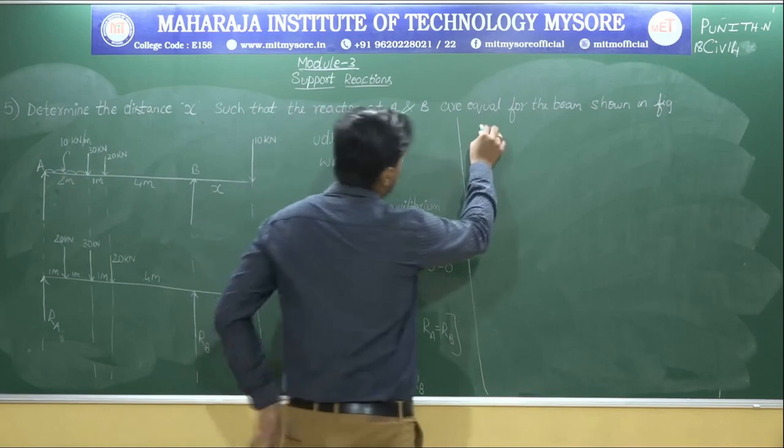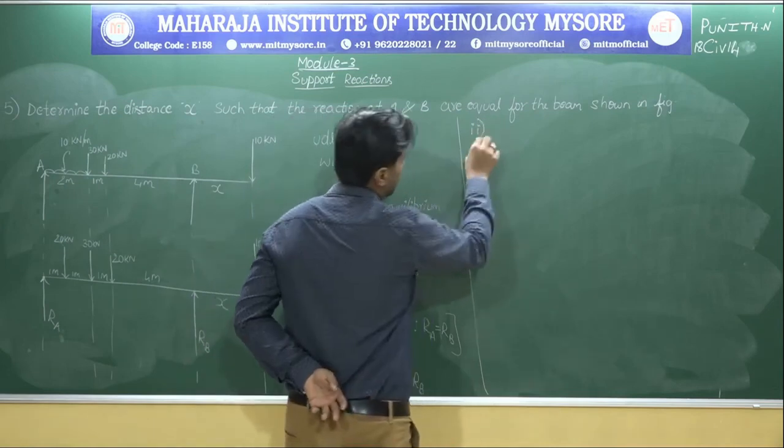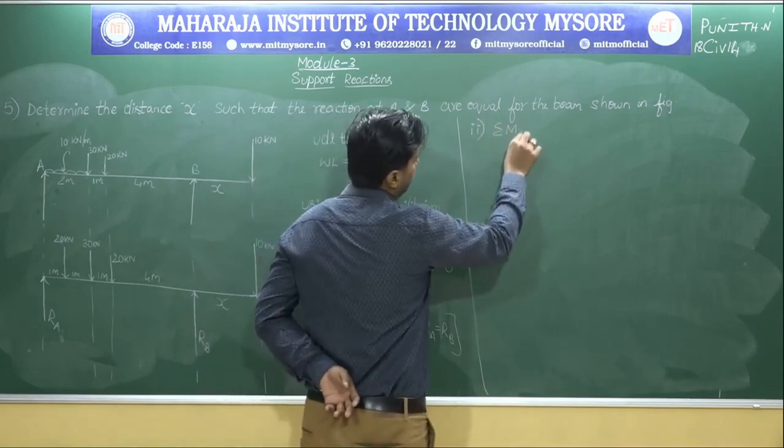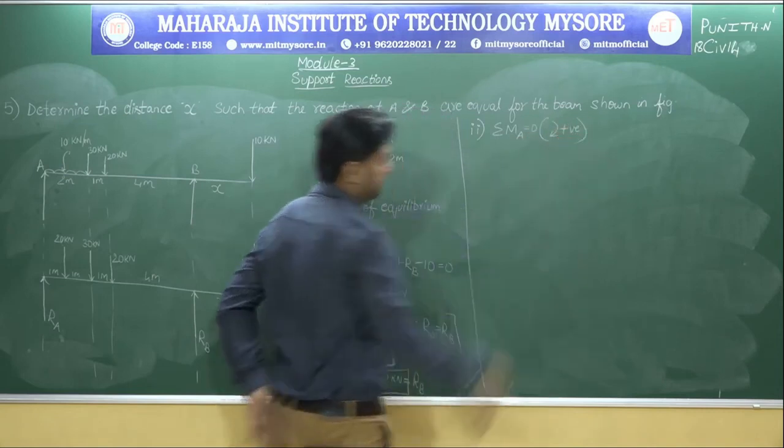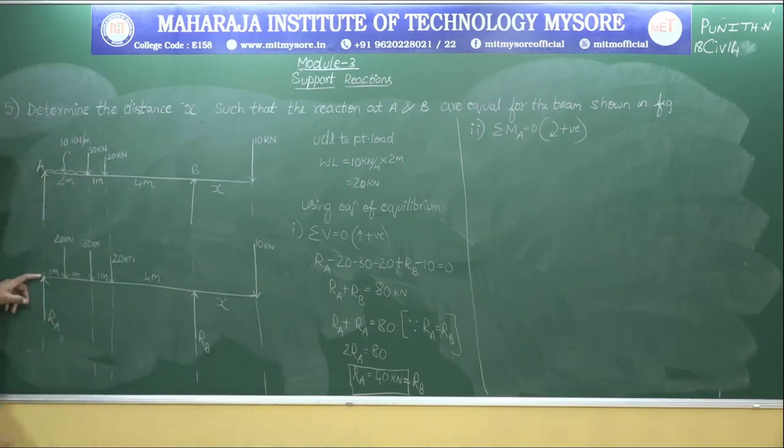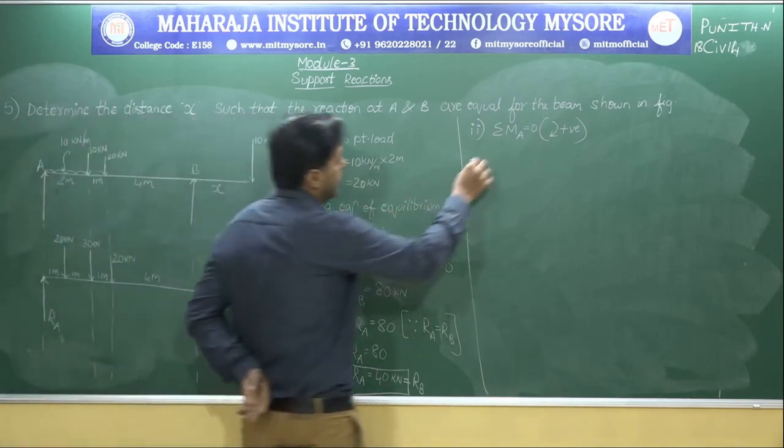Second one, sigma MA is equal to 0, clockwise direction positive. Now let me take the moment about point A. Don't you think that this 20 kilonewton should touch it in clockwise direction? So 20 into 1, so plus 20 into 1.